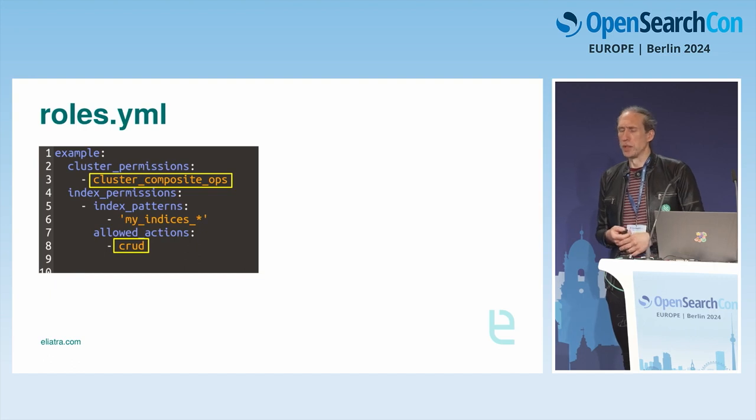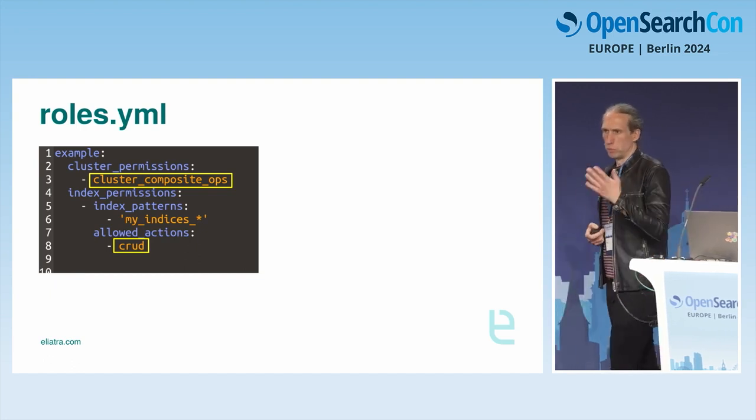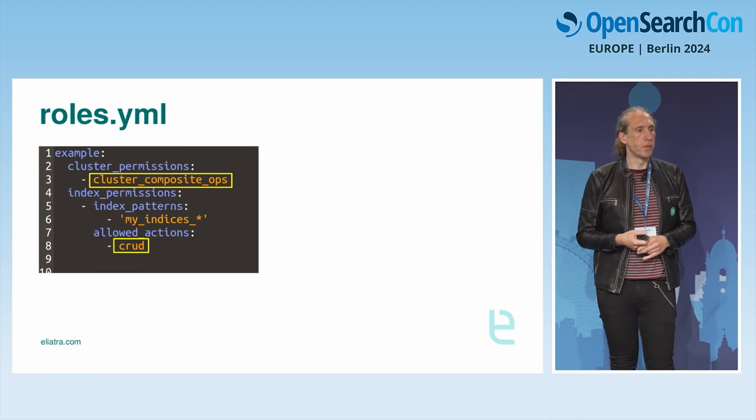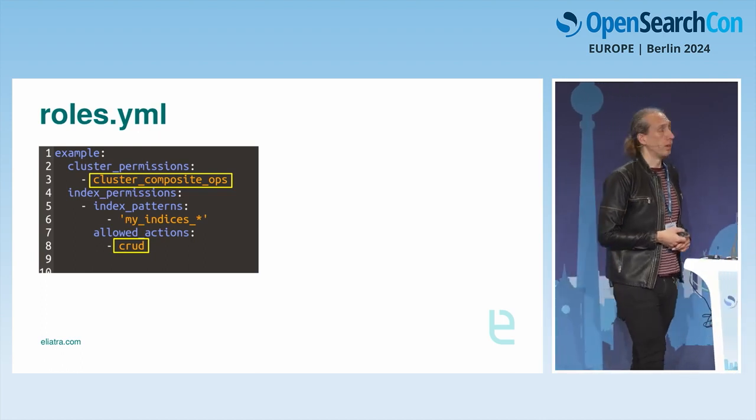Here we see two action groups. We see the action group CRUD and the action group cluster composite operations. There are a few action groups predefined in OpenSearch. You will find these on the documentation websites to just make your life easier.